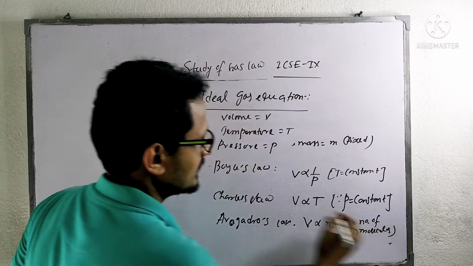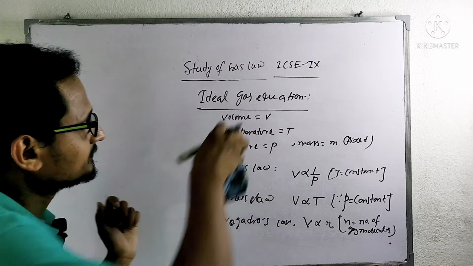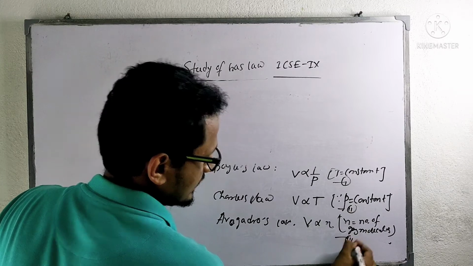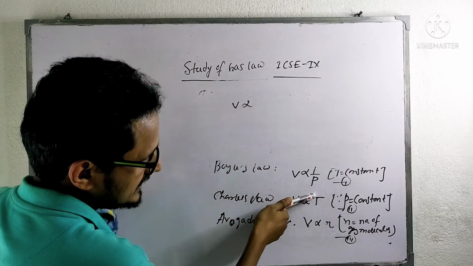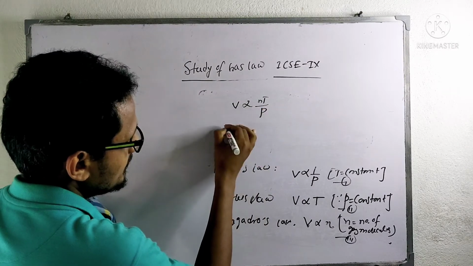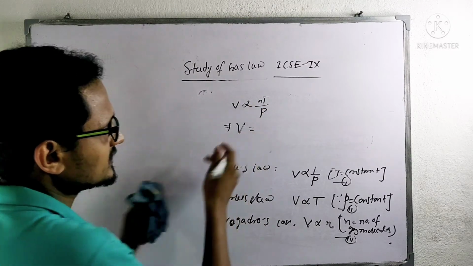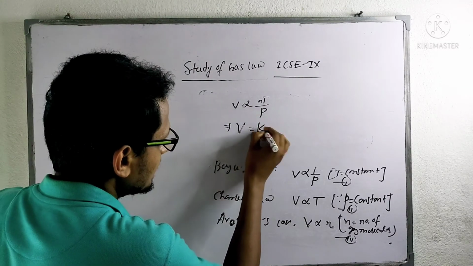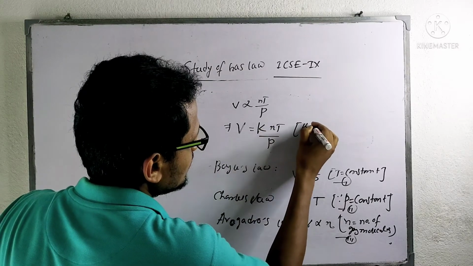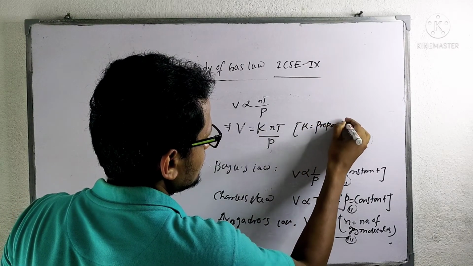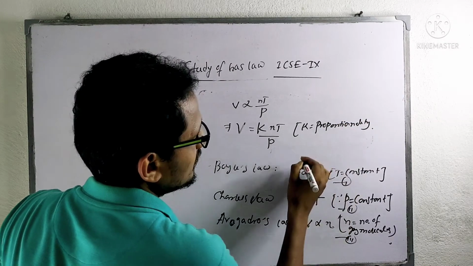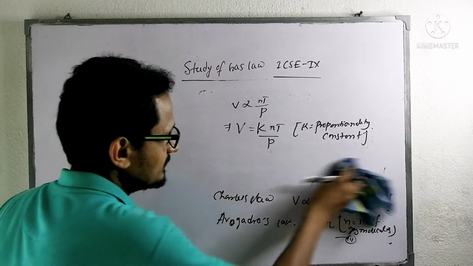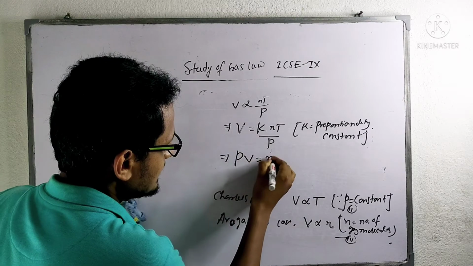So if you combine these three, equation 1, equation 2, and equation 3, we will get V proportional to nT divided by P. We have to substitute the proportional sign by an equal sign, and there we put a K. K is called the proportionality constant. Now if you cross multiply, we will get PV equal nKT.